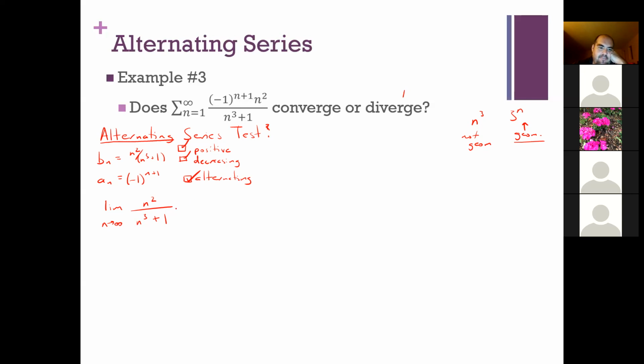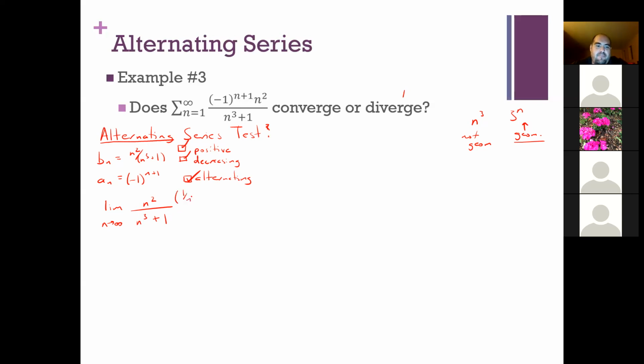So there's a way to manipulate this n squared over n cubed plus 1 to maybe look at the limit more easily. But that's not the only way we can do it. Is there anything else we can look at? Hopefully you're noticing that as n gets very large, the numerator is going to increase without bound, the denominator is going to increase without bound. So a couple ways we can go at this.